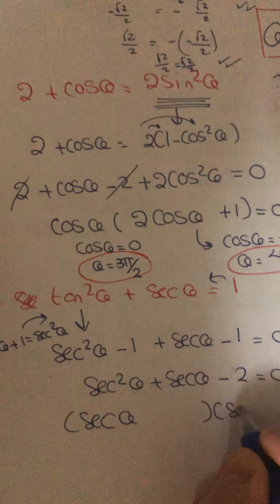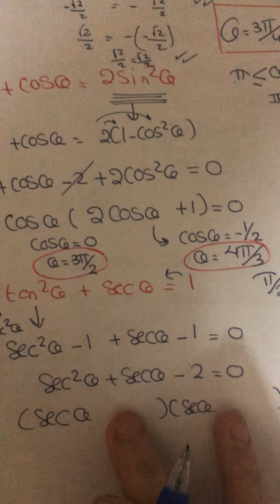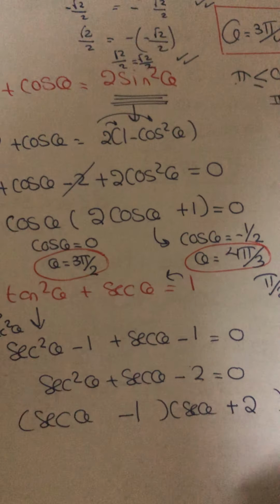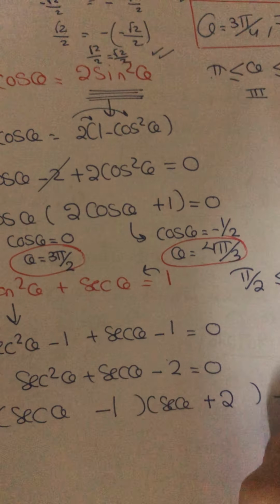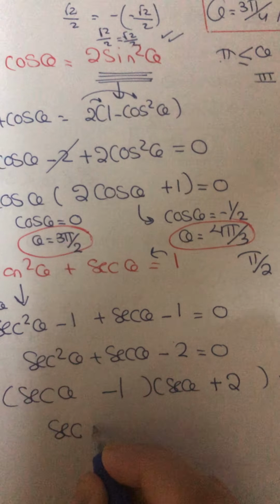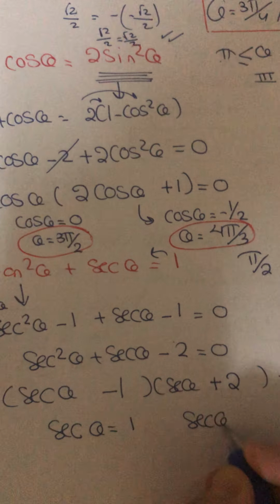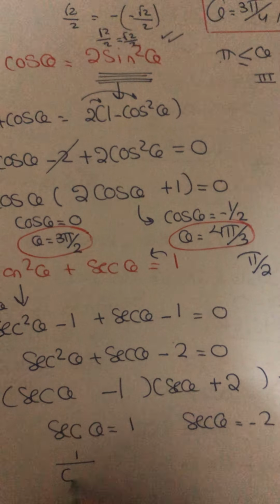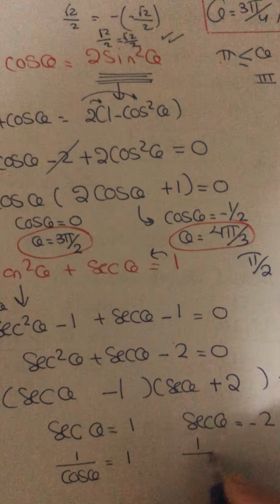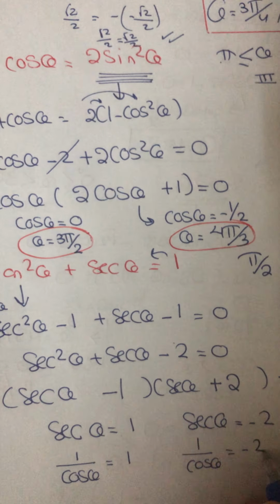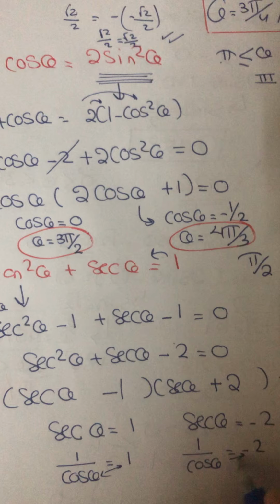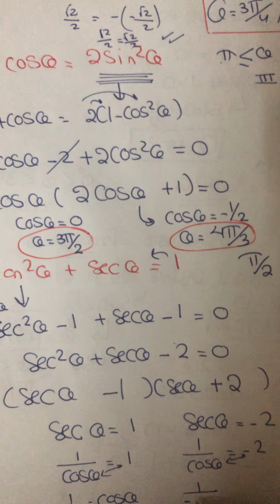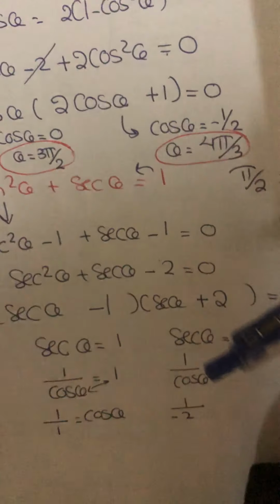So two brackets, sec theta, and I think one of them has to be positive 2, one of them has to be negative 1, to give me a positive in the middle and to give me negative 2. This says that sec theta is equal to 1 or sec theta is equal to negative 2. Okay, if I don't want to deal with sec, I can just change it to 1 over cosine theta equals 1, or 1 over cosine theta equals negative 2. Here swap, I will have 1 over 1 equals cosine theta, or 1 over negative 2 equals cosine theta.